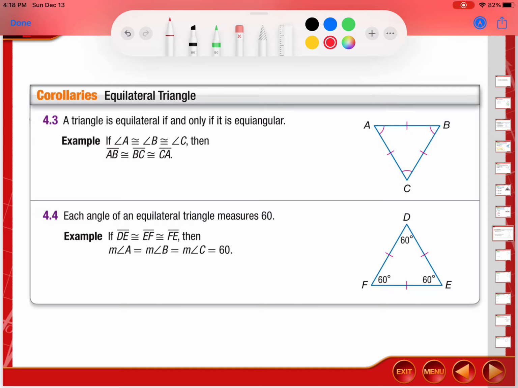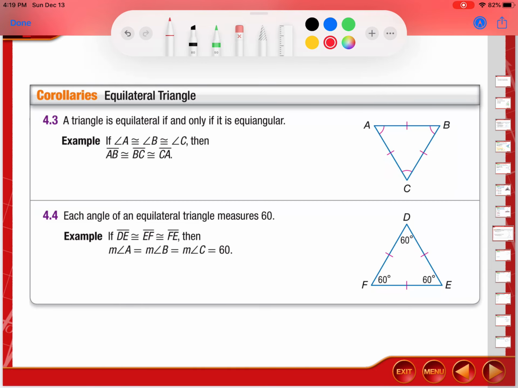Now, continuing on, we get into our equilateral triangles. A triangle is equilateral if and only if it is equiangular. So for it to be equilateral, it has to have all the same angles as well, which I kind of hinted at back in 4.1 or 4.2. Essentially, if all the sides are the same, all the angles must be the same too, and vice versa. If each angle is the same, then each side is the same. If each side is the same, then each angle is the same. And of course, all the angles must be 60 degrees for equilateral or equiangular triangles. And our 4.4 says each angle of an equilateral triangle also measures 60 degrees.